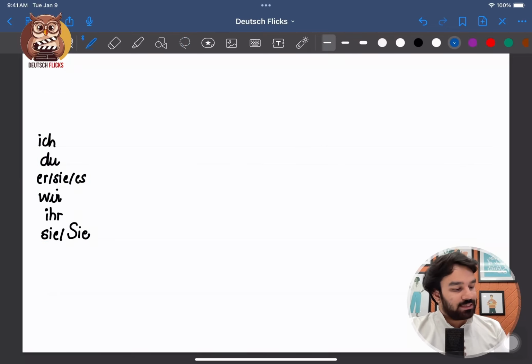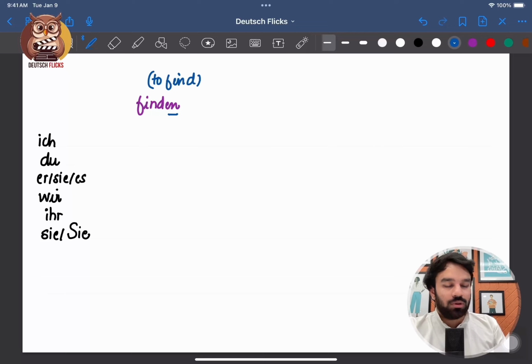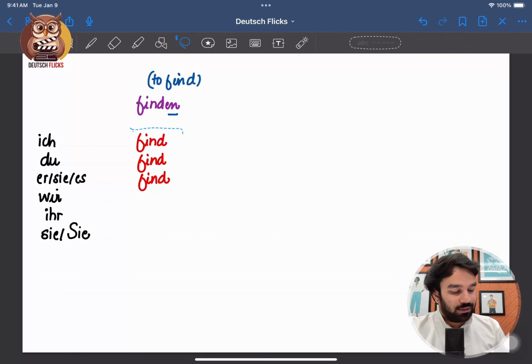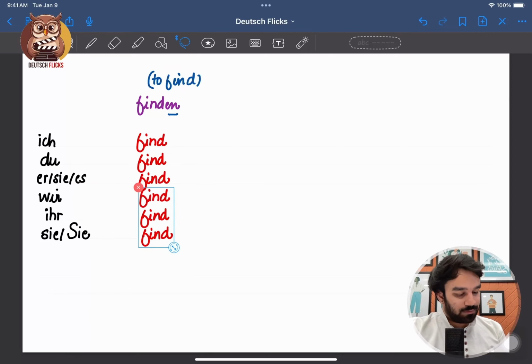Okay. Now let's take the verb finden. Finden is close to the English verb to find. Now again we will go step by step. So initially I'll take the root of the verb, which is find, because en will be the ending. So I'll just write the root vertically, find, find, find, and I'll just copy paste this with other pronouns.